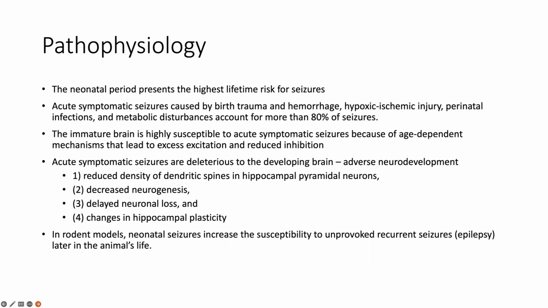The immature brain is highly susceptible to acute symptomatic seizures because of age-dependent mechanisms that lead to excess excitation and reduced inhibition. You know that the neonate's brain, because of its inherent need to develop new axons and dendrites and neurons, has a state of generalized excess excitation and reduced inhibition. That is why the newborn period is at a high risk for development of seizures.